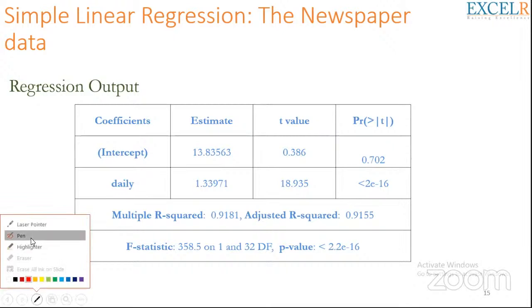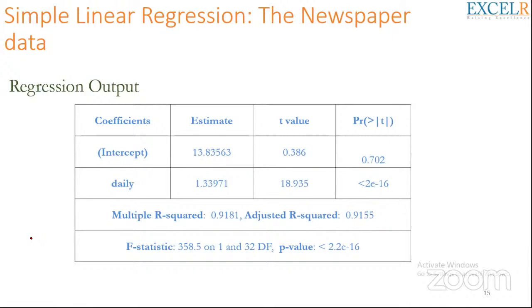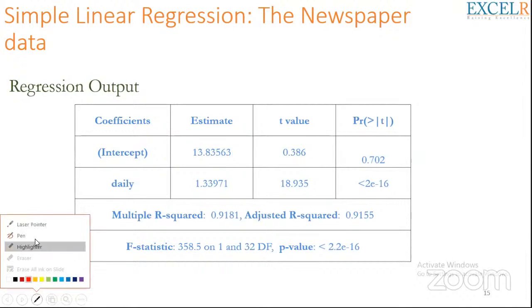Okay, so there is a question here. How is the intercept 13.83? So the intercept is 13.83. So when does the intercept become 200? No, 200 is not the intercept. Okay, 200 is the independent variable. Independent variable value. It's not the intercept.